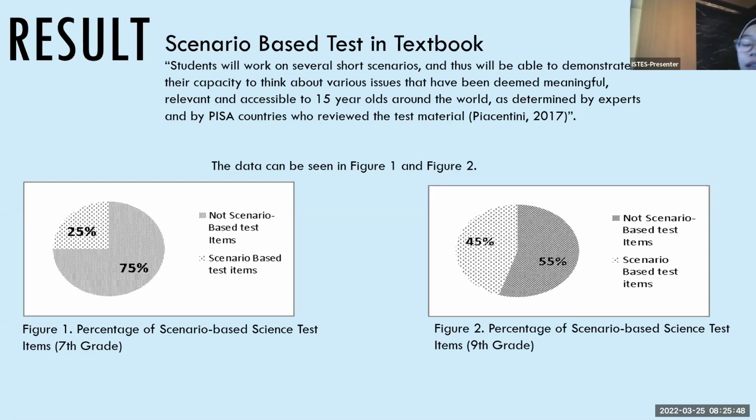After we analyzed the science test items in the textbook, we found that not all the science test items in the textbook are scenario-based tests. A scenario-based test is a test where students work on several scenarios and are thus able to demonstrate their capacity to think about various issues that have been deemed meaningful, relevant, and accessible to 15-year-olds around the world, as determined by experts and by PISA countries who reviewed the test material. So we can see in the textbook, not all the science test items are scenario-based, but just 75% and 55% in the science textbook for 7th grade and 9th grade.